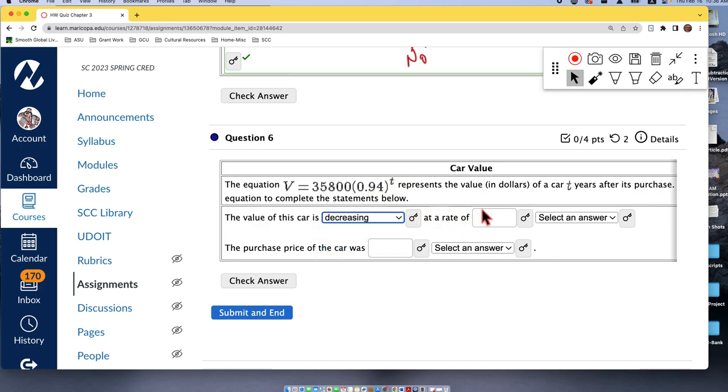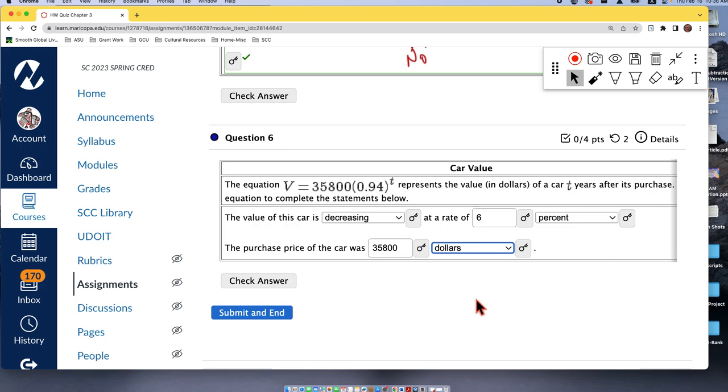Because how much is it decreasing? 0.06%. Good. At a rate of, let's see, and again, you have to select the percent. So if we do percent, is it 0.06 or is it 6? It'll be 6 because 6%. If they wanted the factor, it would be 0.06. So good. The purchase price of the car was 35,800. Exactly. So we always multiply by what we started with, 100%. And that's in dollars, not dollars per year, just dollars, because that's a starting value.